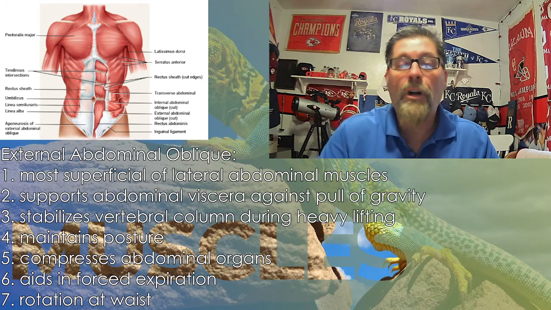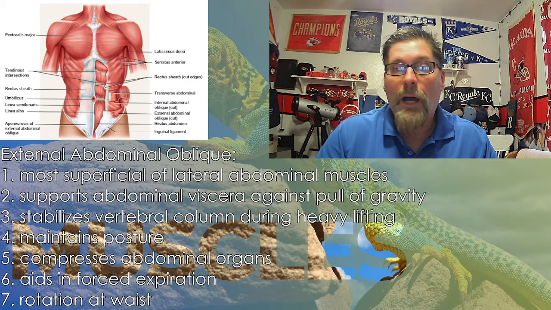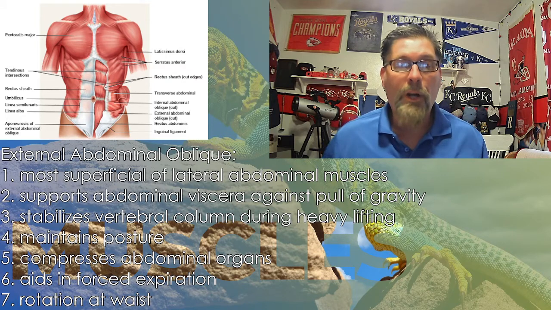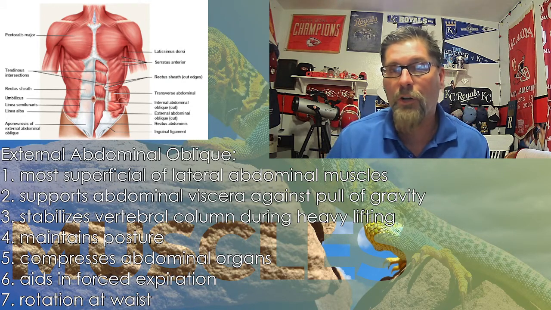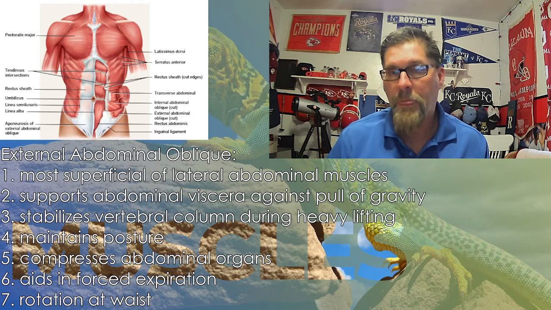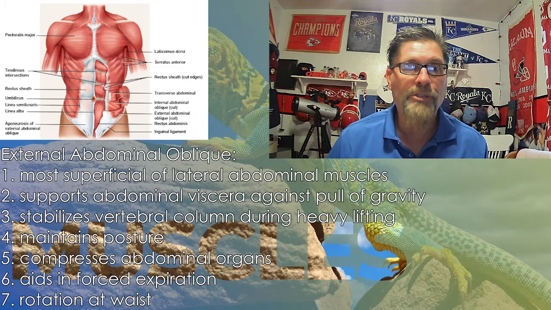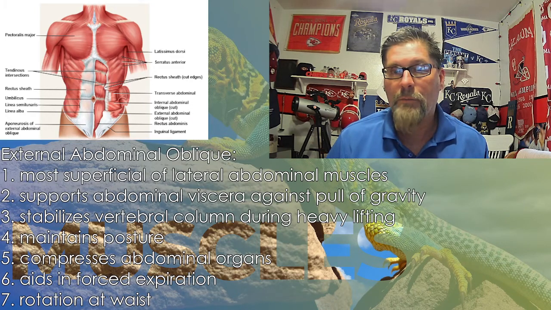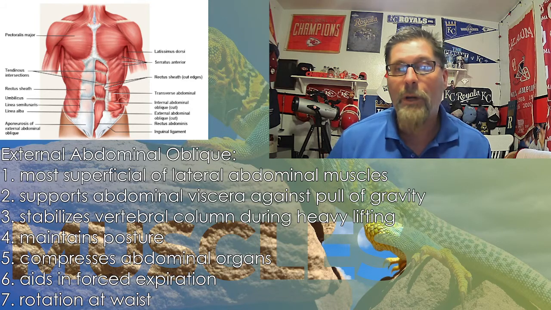All right, so starting on the very top layer of the four, the external abs. If you could peel away your skin, that first layer of muscle that you would see in there would be the external abdominal obliques, right up front. And again, those are the ones that you're going to see, that gives it the shape. But they do a lot more stuff.